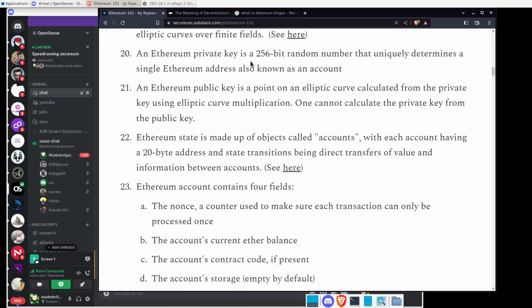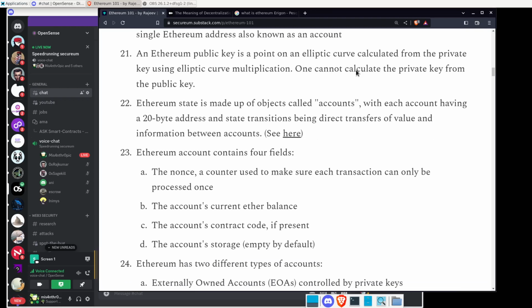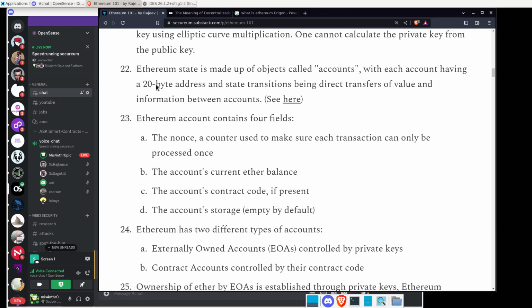An Ethereum private key is a 256-bit random number that uniquely determines a single Ethereum address, also known as an account. An Ethereum public key is a point on the elliptic curve calculated from the private key using elliptic curve multiplication. One cannot calculate the private key from the public key.